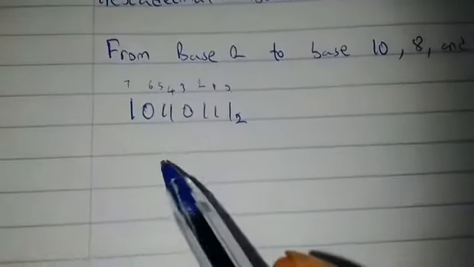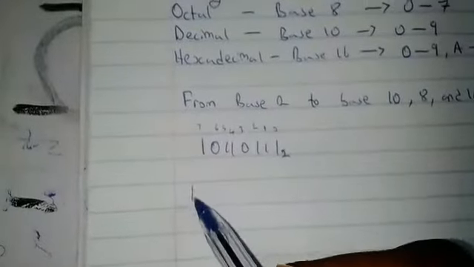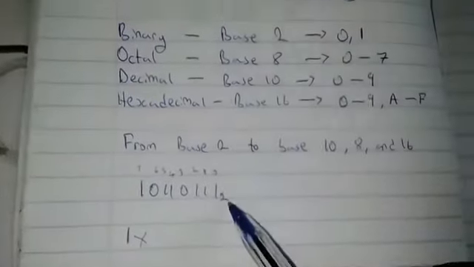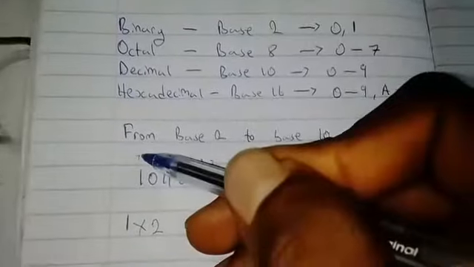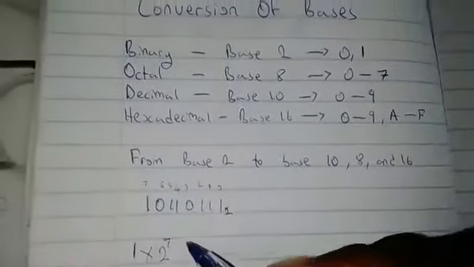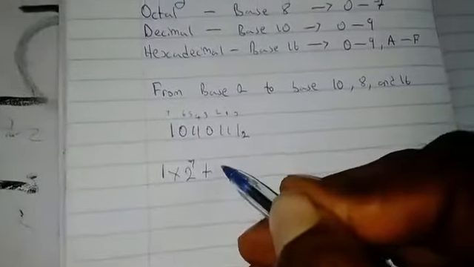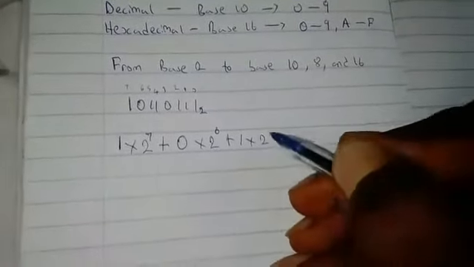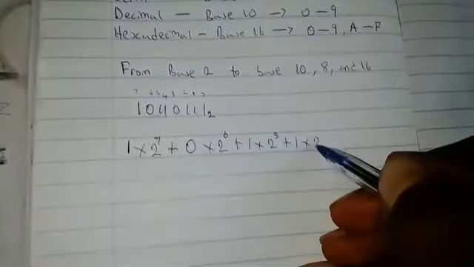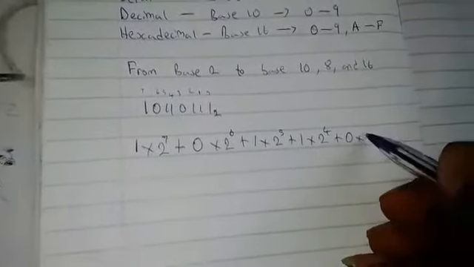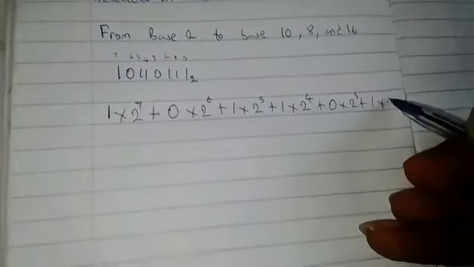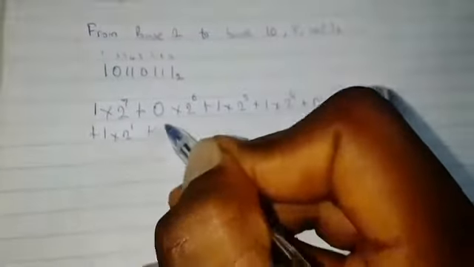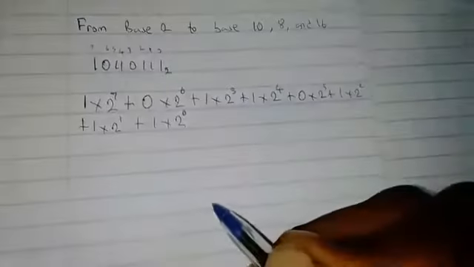So what we do next, this is how we go. We say 1 times, that is, we took this first figure from the left hand side, times 2 raised to the power of 7, this power that was here, then plus the next number, 0 times 2 raised to the power of 6, plus 1 times 2 raised to the power of 5, plus 1 times 2 raised to the power of 4, plus 0 times 2 raised to the power of 3, plus 1 times 2 raised to the power of 2, plus 1 times 2 raised to the power of 1, plus 1 times 2 raised to the power of 0.